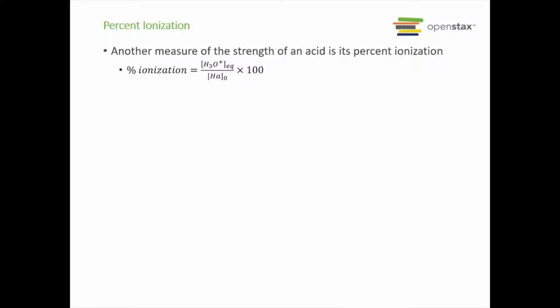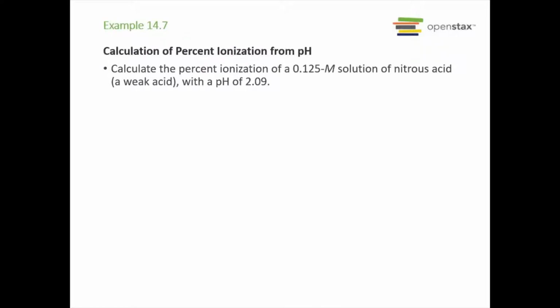Another way we can measure the strength of an acid is with percent ionization. So for an acid, percent ionization is equal to your concentration of hydronium at equilibrium divided by your initial concentration of acid, that should be a capital A, not a lowercase a, times 100. So here's an example looking at percent ionization. We want to calculate this for a 0.125 molar solution of nitrous acid with a pH of 2.09.